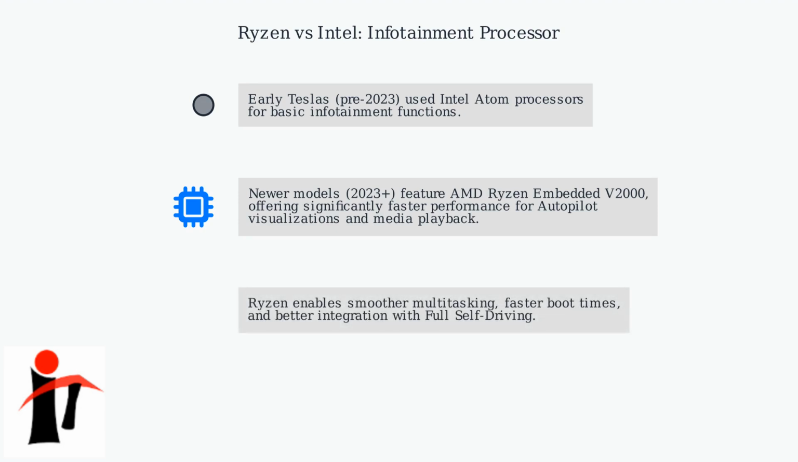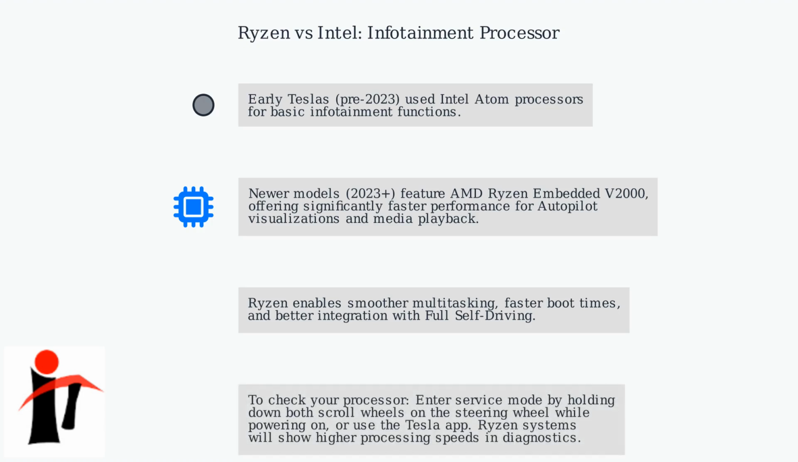The Ryzen processors enable smoother multitasking between different apps, faster boot times when starting the vehicle, and better integration with full self-driving features. To identify which processor your Tesla has, enter service mode by holding down both scroll wheels on the steering wheel while powering on the vehicle. Alternatively, check through the Tesla app. Ryzen systems will display higher processing speeds in the diagnostics menu.